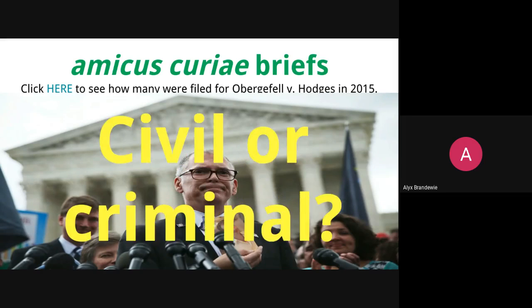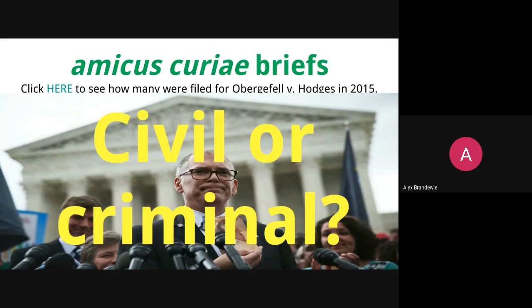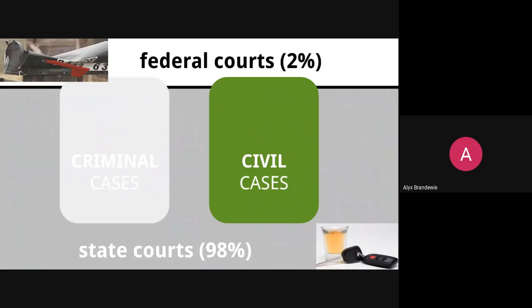Both of those cases, both the Obergefell case and the NFIB versus Sibelius case, are in fact civil cases. So before we can really move too much further, we need to start talking about the structure of the court system. Only 2% of the courts across the country are federal courts. 98% of them are state courts. So there really isn't a ton that ends up in federal court in the first place.